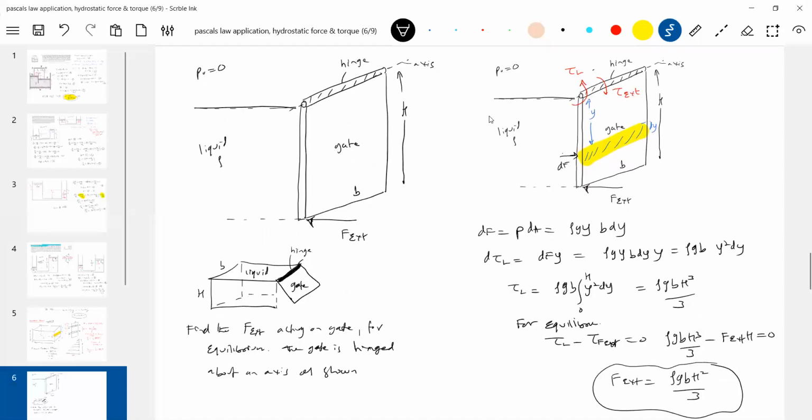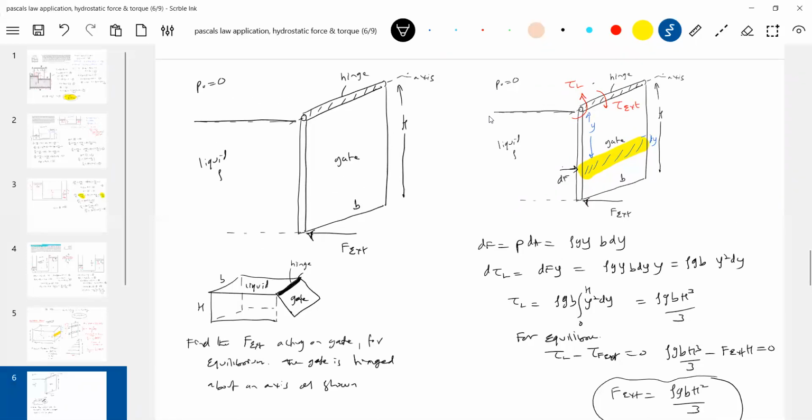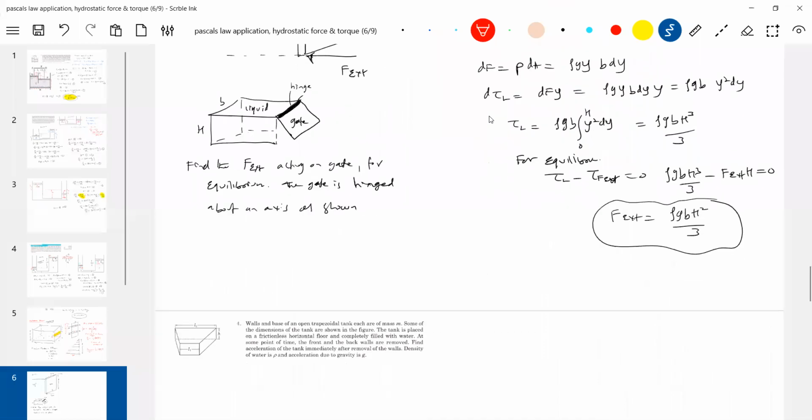Now, one more thing, I'm asking the reaction. Why the reaction forces will come? I'm just taking the reaction force like this. Why can't we just equate the force exerted by the liquid to F external? So why should we do this here? Because a reaction will also come. So what are the forces that are acting on the gate?